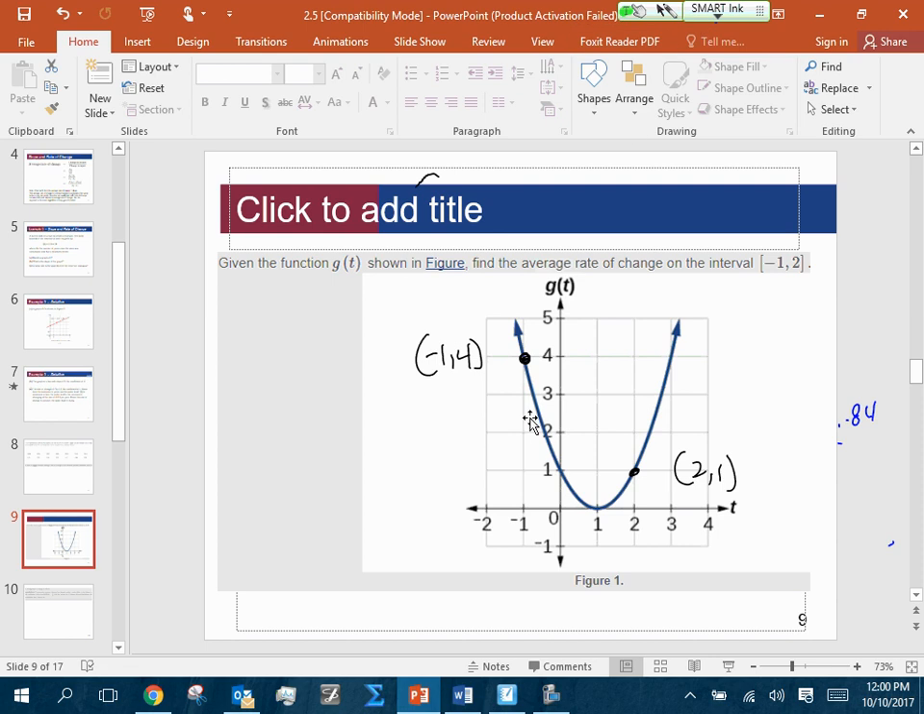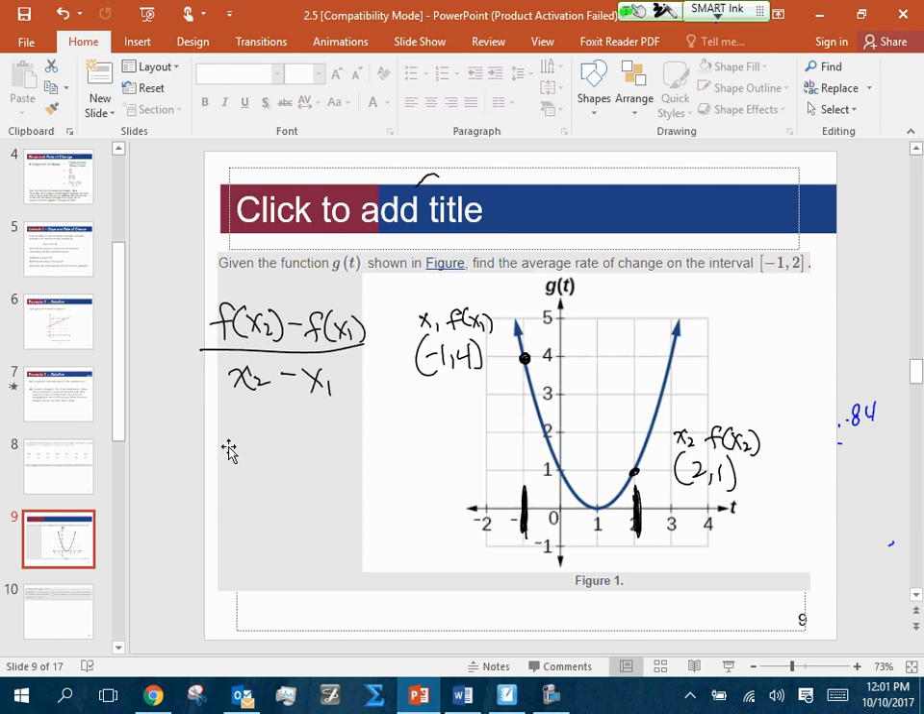We don't care about anything else. We're just looking between that value there and that value there on the x-axis, and we're going to analyze the y values on that interval. So maybe now, this is x1, and this is f of x1. This is x2, and this is f of x2. To find the average rate of change, we take f of x2 minus f of x1, divided by x2 minus x1.